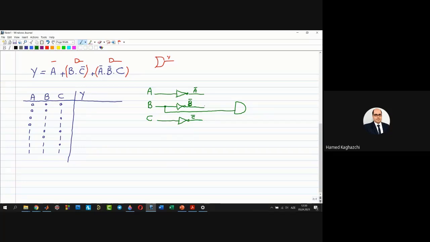C bar, it can be better if I write it like that.